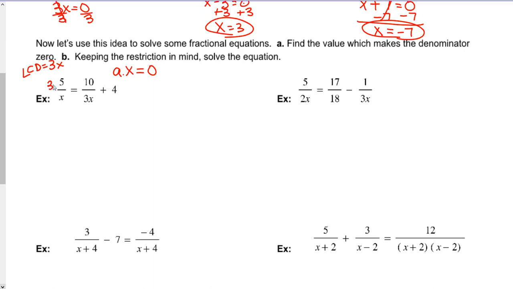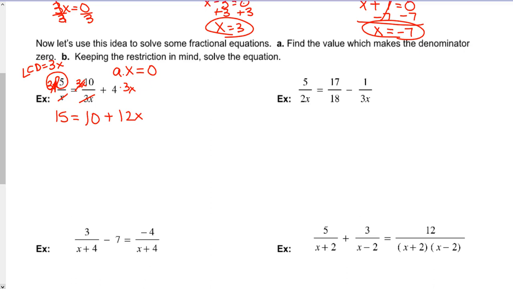All right, so if I multiply by 3x, multiply by 3x, and multiply by 3x, we're going to get rid of our fractions. These x's are going to cancel. So I'm left with 3 times 5, which gives me 15, equals. This 3x is going to cancel all of that 3x, so I'm just left with my 10. And then here, 3x times 4 is a 12x. Now I have an equation that I can solve.